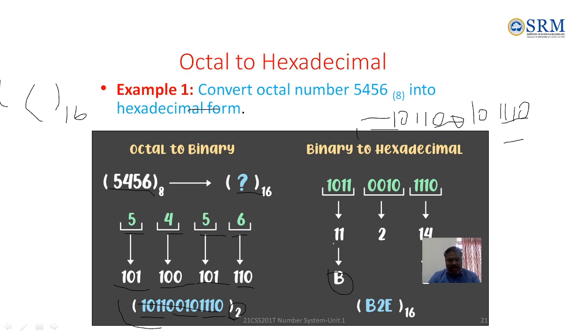So now 11 is B, and 2 is just 2, and 1110, the number is 14, so we give E. So now the answer is B2E base 16. Okay, so we have discussed clearly the number conversion of octal to binary, octal to decimal and octal to hexadecimal. Any clarifications? Let me see you in the next video.